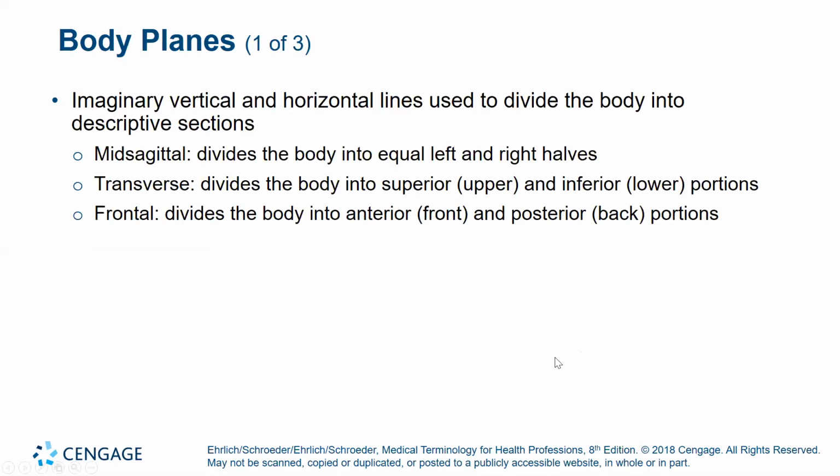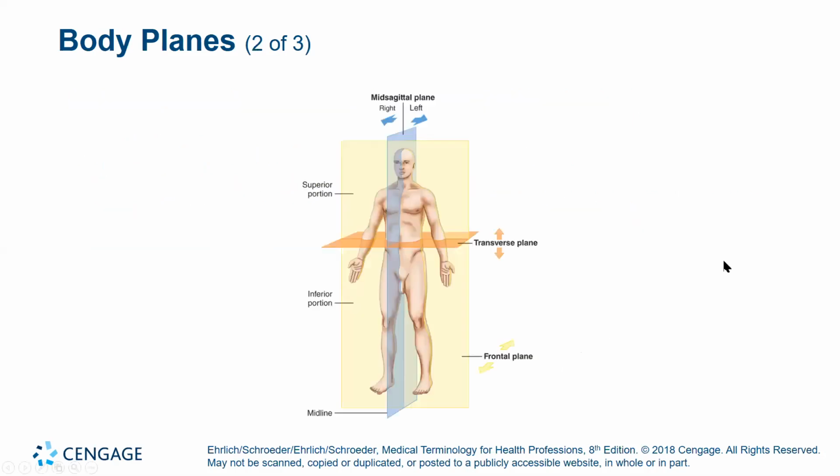The body planes. A body plane is an imaginary vertical or horizontal line used to divide the body into descriptive sections. You can see that we have three of them: the mid-sagittal, transverse, and the frontal plane. We'll go through each one of those with the figures here.